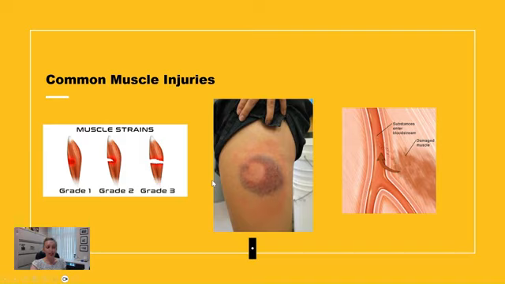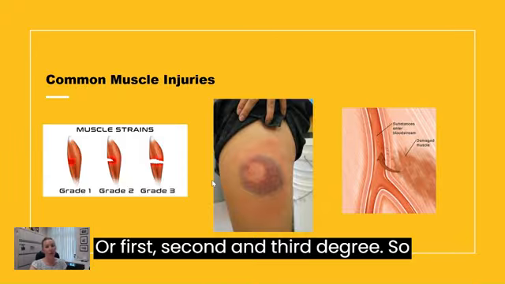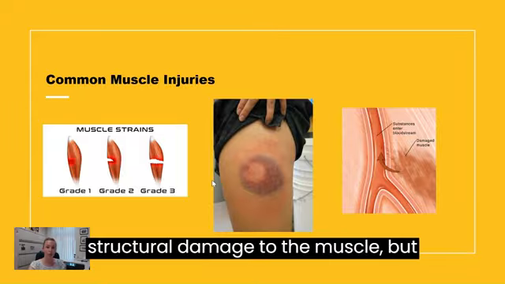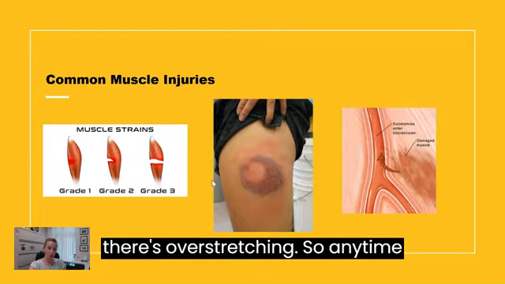The book uses first, second, third degree. I think you're more commonly going to hear grade 1, grade 2, grade 3. So we're going to talk about mild, moderate, and severe. We're referring to grade 1, 2, and 3, or first, second, and third degree. So with that said, the first one, grade 1 and a mild injury, is when there's no structural damage to the muscle, but there's overstretching.